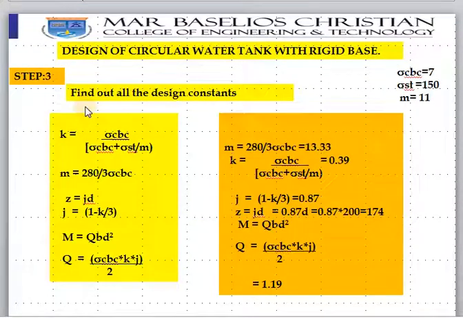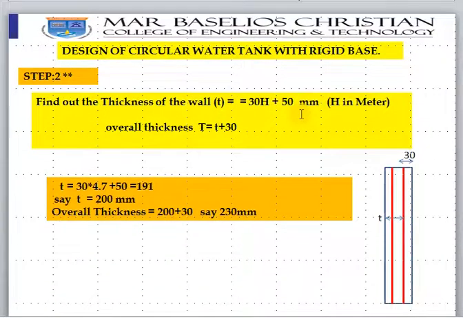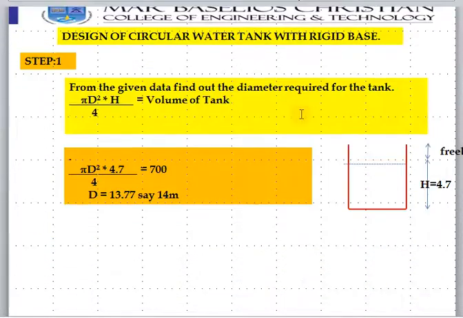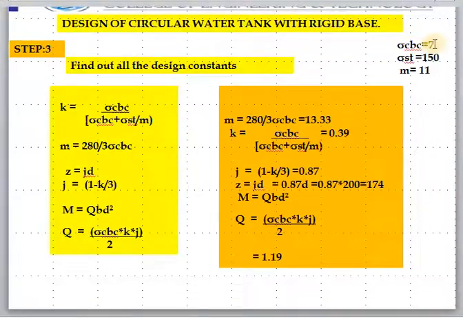The next step is you find out all these coefficients. In the question it is given M20 concrete, so your sigma cbc is 7, fck by 3 you can take, otherwise you can find out from IS 456 also. And sigma st is 150. From this you will get m. I think this 11 is wrong; it is going to be 13.33. So you have got all the parameters.